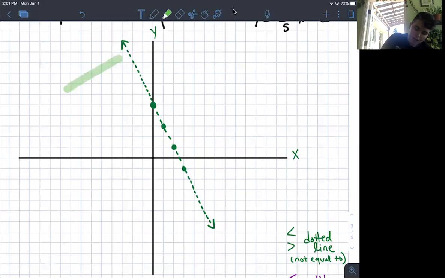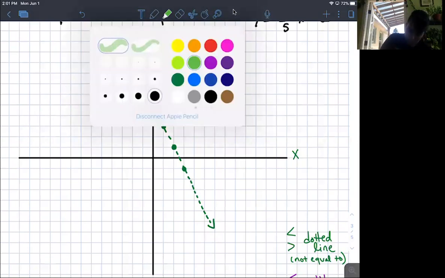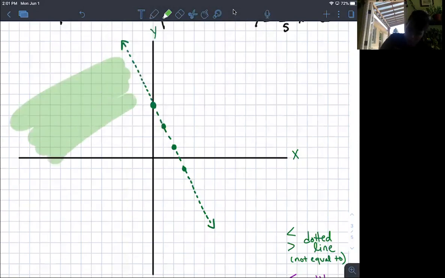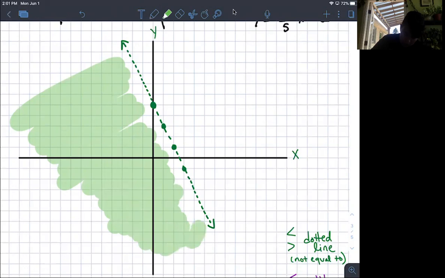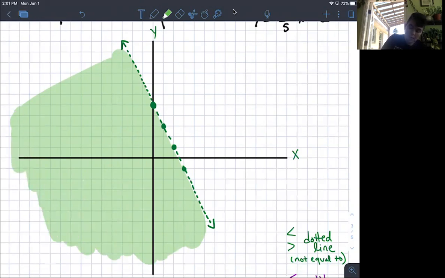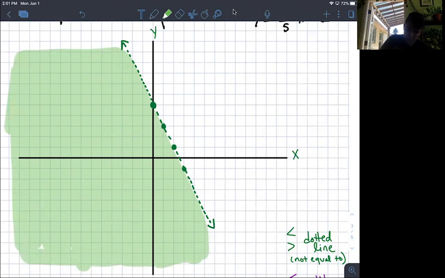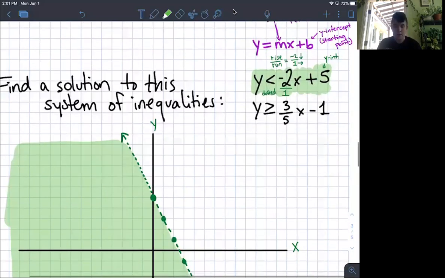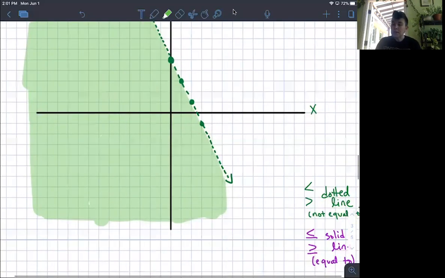So I'm gonna shade all the, actually, let's make it just a scotch better. I'm gonna shade all of this under the line. And I'm making it green to match the equation. So all of these numbers back here represent solutions to that inequality, right? These are all things that will satisfy that inequality. Y is less than 2x plus 5, okay? All right, so that's the first line done.